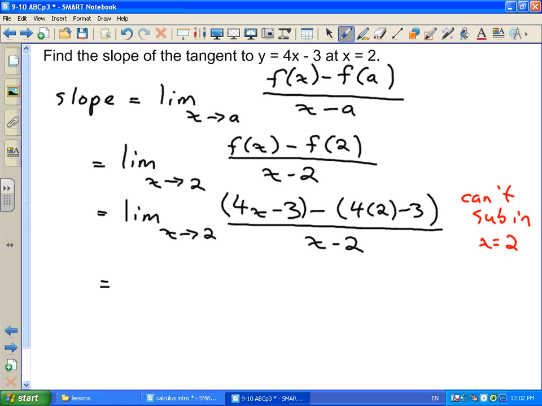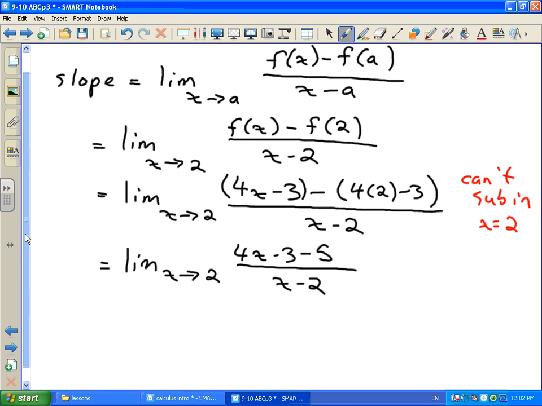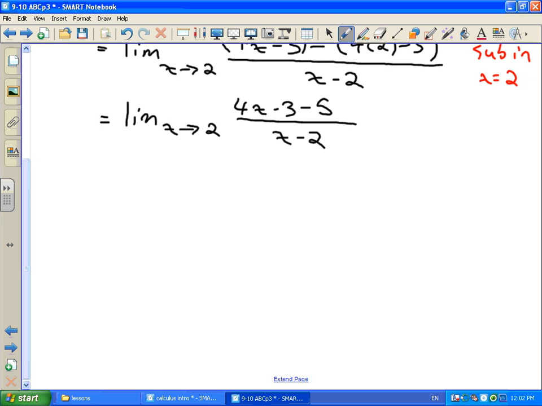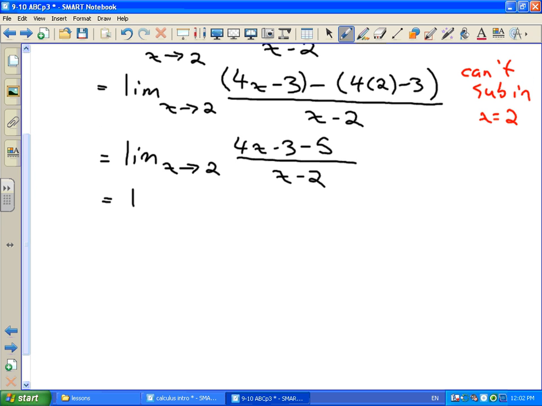So we're going to have to work with this algebraically first before we can figure out what the value is here. Well, first thing I can do is I can start simplifying up in the numerator there. Limit as x tends to 2. I can do 4x minus 3, and then 4 times 2 is 8. 8 minus 3 is 5, so this can be just minus 5 over x minus 2. And I can simplify that a little bit more.